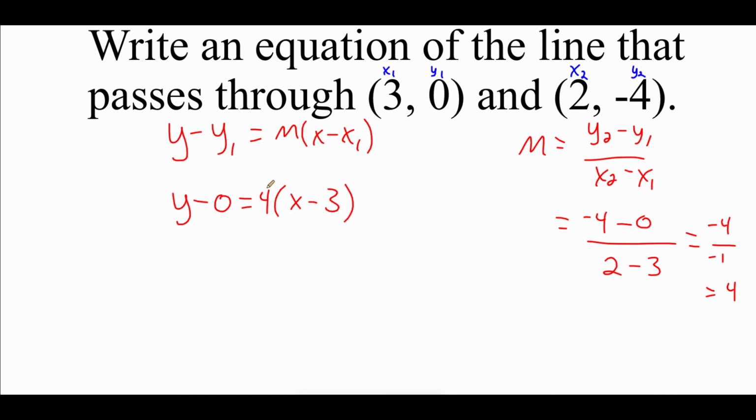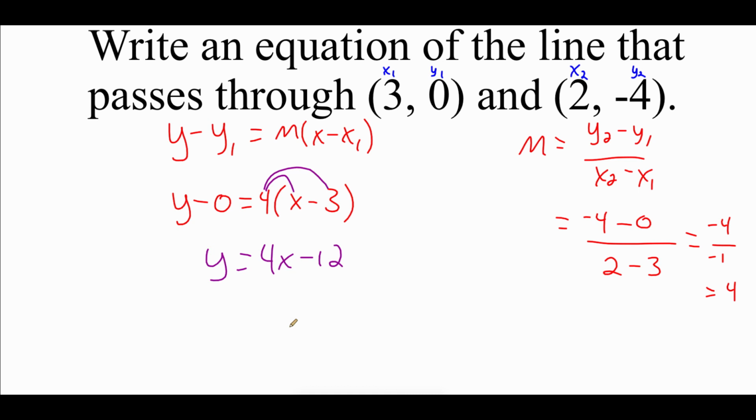Now we're going to do some distributive property on the right-hand side. 4 times x is 4x. 4 times negative 3 is negative 12. On the left-hand side, if we take y and we subtract nothing from it, that minus 0 kind of just drops out of there. We don't need it in there, so we just get y equals. Our goal is to end up with a y equals mx plus b equation, and we just did, so there's no more work that we need to do with this one. So we just get the equation y equals 4x minus 12.